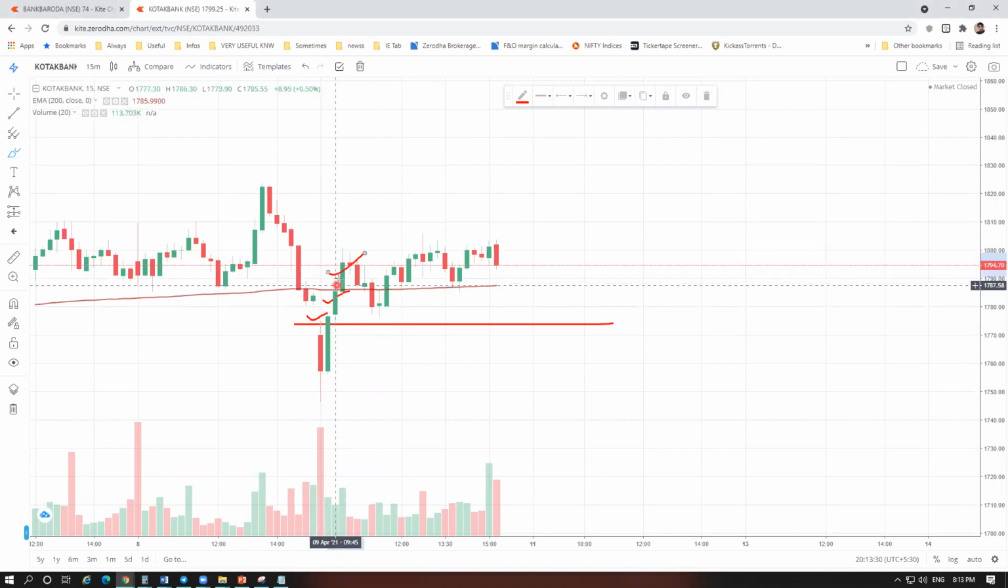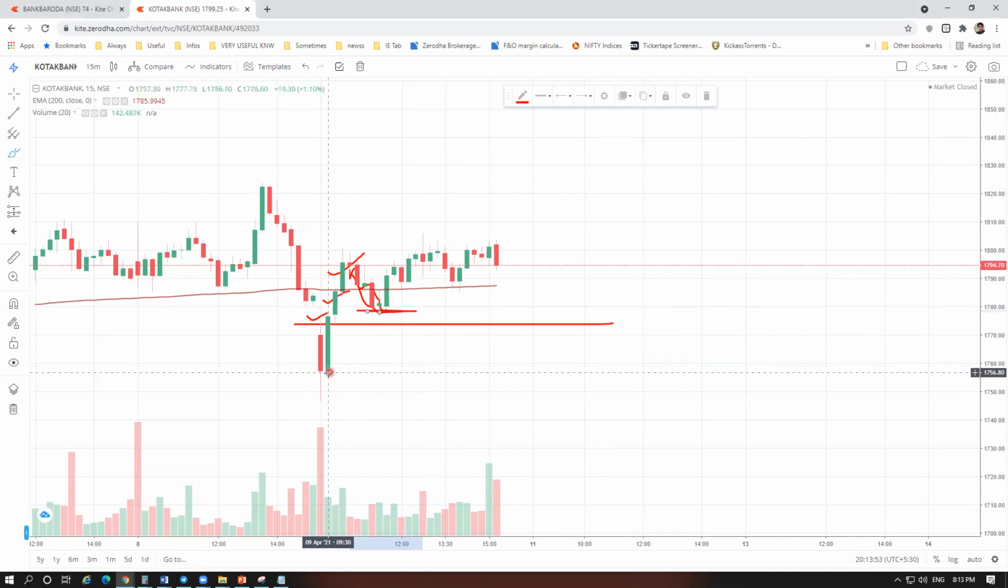It went above, but the pullback is awaited, so I have not taken the trade here. I have waited for the pullback somewhere around here, around 1780 level, 1778 or 1780 level. Then my stop loss will be this. Yes, I know that there is a stop loss somewhere around.